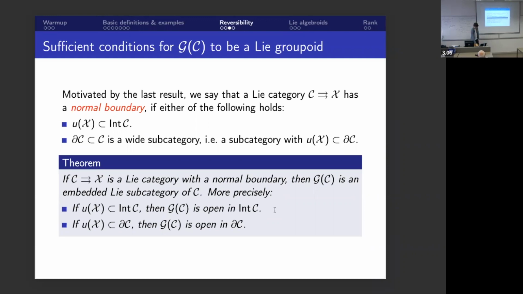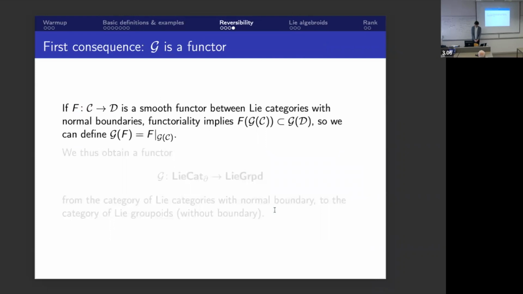Okay, let's continue. The first corollary of this is that this G is a functor. So what does it act on? First of all, we have the category of all Lie categories with a normal boundary, and the morphisms between them are smooth functors, right? It's an analog of a morphism of Lie groups: instead of smooth homomorphism, I say smooth functor.